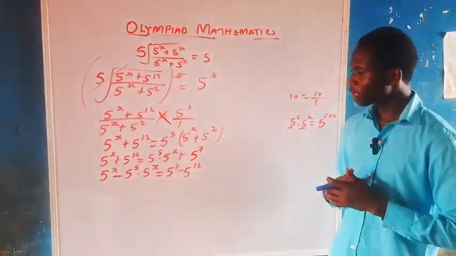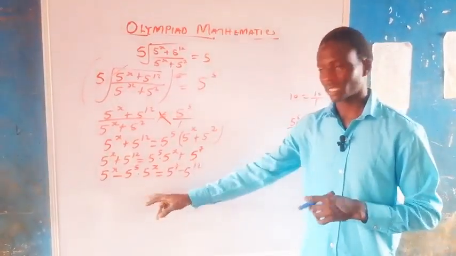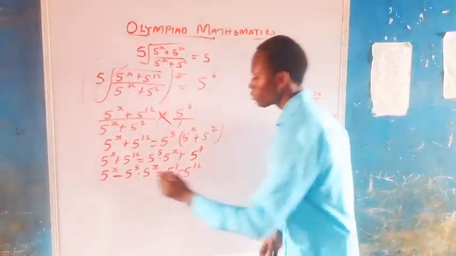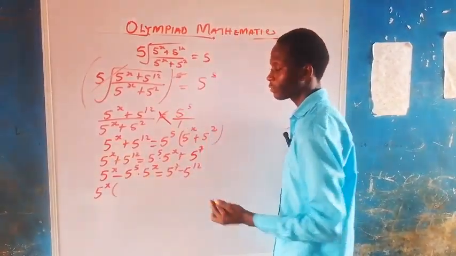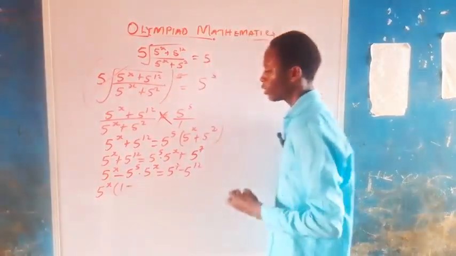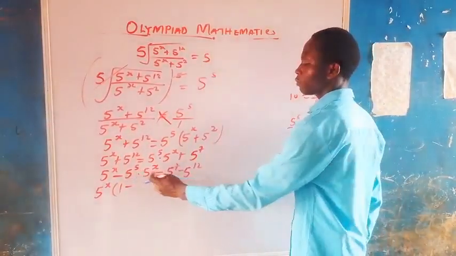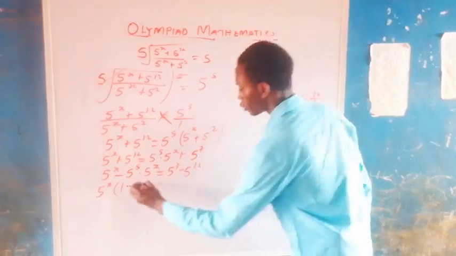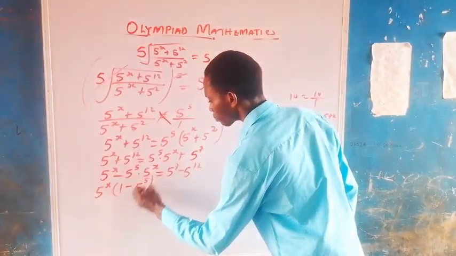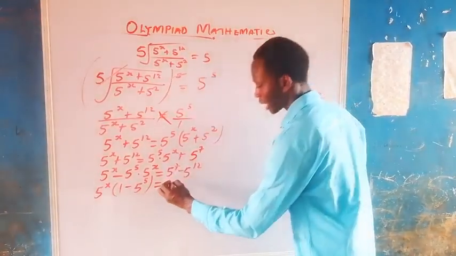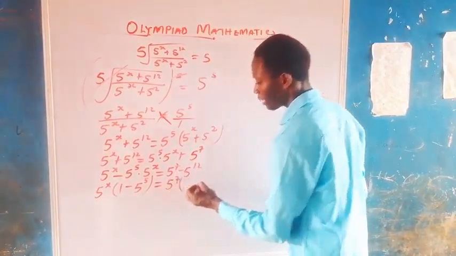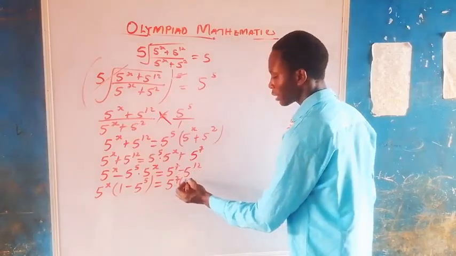All right, now we're having this, but if you look at the left hand side, there's something common to both of them, which is 5 to the power of x, okay? If you divide 5 to the power of x by 5 to the power of x, I'm having 1 minus 5 to the power of 5 multiplied by 5 to the power of x, that's going to be 5 to the power of 5, okay, equals something that is also common to the right hand side, and that's 5 to the power of 7. 5 to the power of 7 divided by 5 to the power of 7, that's 1.